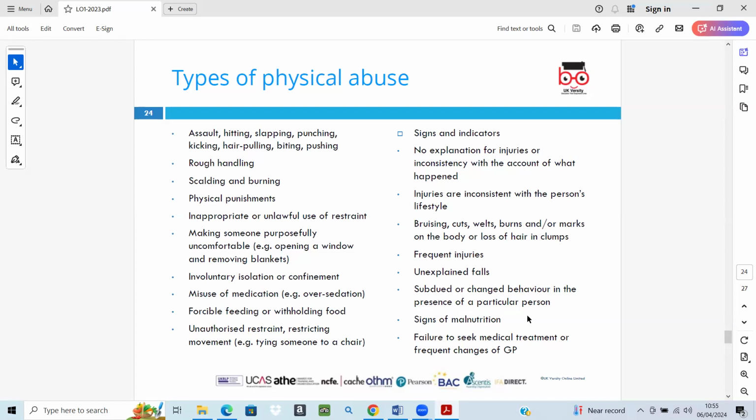Then inappropriate or unlawful use of restraint, which is restraining someone in a way that is harmful or not legally permitted. Then making someone purposefully uncomfortable, and they have given us examples as well, such as opening a window and removing blankets. Then we have involuntary isolation or confinement, which involves isolating or confining someone against their will.